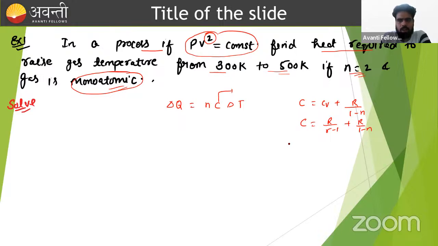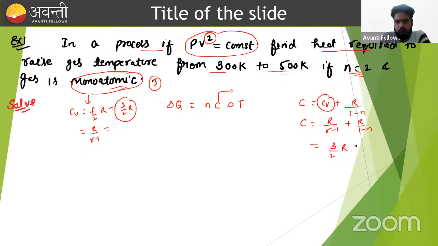Okay. If monoatomic gas is given, then we can directly write Cv equal to, we know the formula, f by 2 R. And this is also written as R upon gamma minus 1. In any form we are comfortable, we can use. For a monoatomic gas, the degree of freedom is 3. This will become 3 by 2 R. So this will become, beta, 3 by 2 R plus R upon 1 minus n. In place of n, we can put 2. So 3R by 2, and this will become minus R.